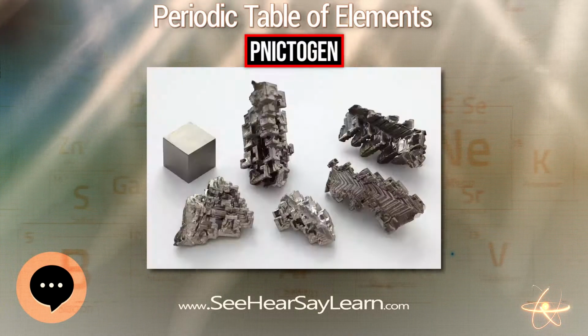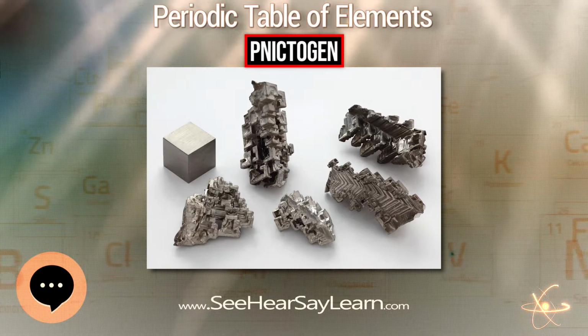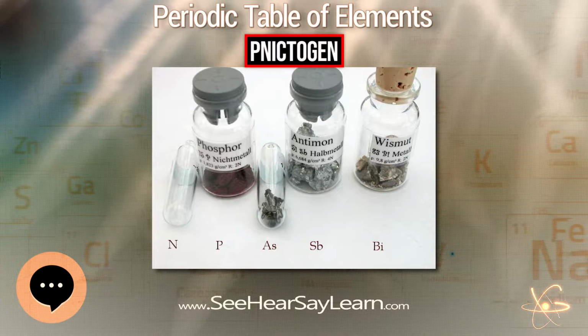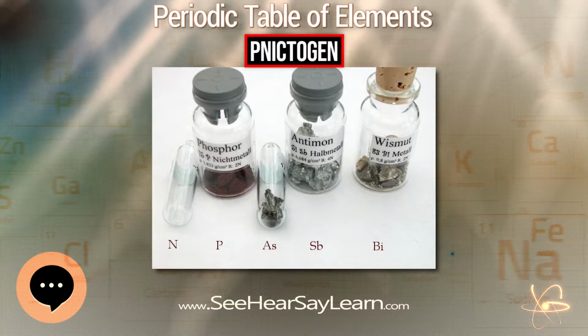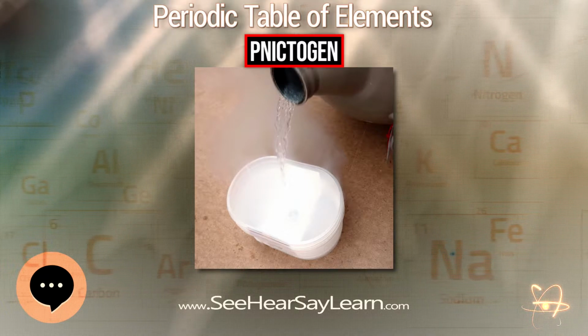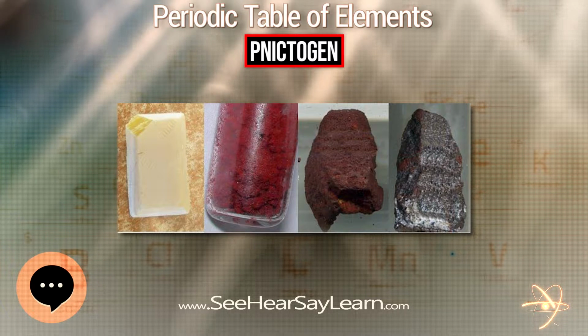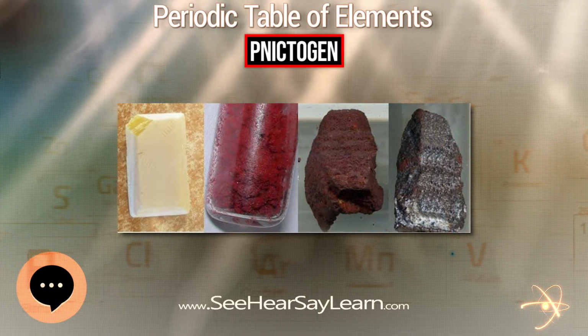The term pnictogen is derived from the ancient Greek word meaning to choke, referring to the choking or stifling property of nitrogen gas. Like other groups, the members of this family show similar patterns in electron configuration, especially in the outermost shells, resulting in trends in chemical behavior.